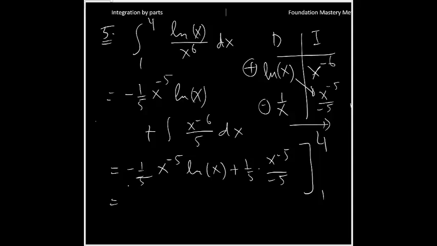So what you do, you can just take a graphing calculator and type this function in, or you simplify it first and then put it. So it is negative natural log of x over 5x to the 5 minus 1 over 25 x to the 5, and then limit 1 to 4. Just plug the limit afterwards. All right, so you can do this.